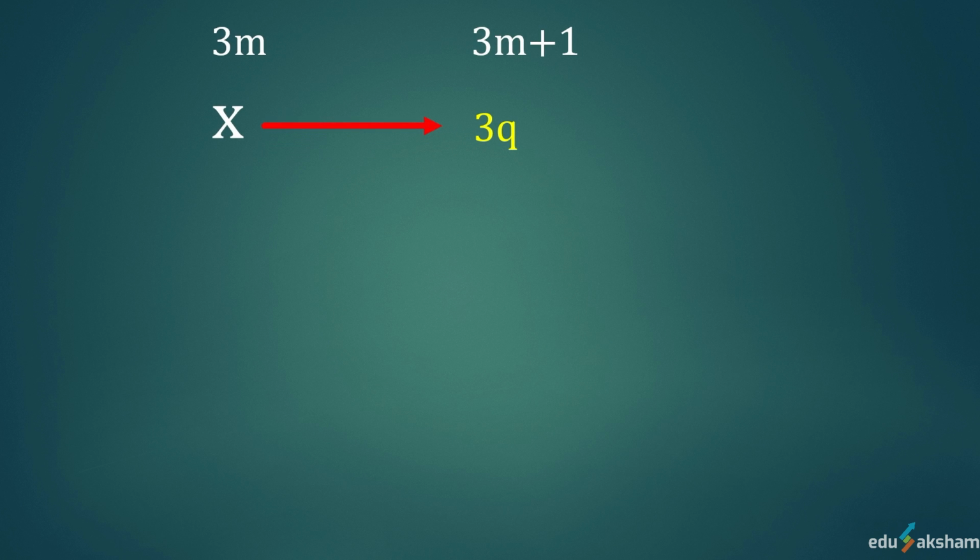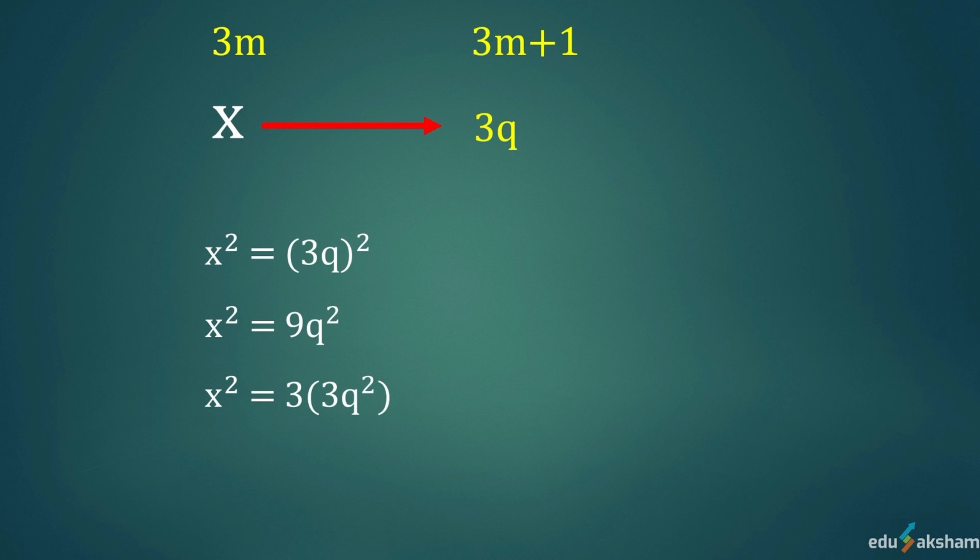In this question, we need to find the form in which x square, which is the square of a positive integer, can be represented. So to find the square of x, we will square both sides of the equation, which will give us x square equals 3q whole square. 3q whole square can be further written as 9q square. Now we need to show that x square can be written in the form 3m or 3m plus 1. So we must prove that x square must contain at least one multiple of 3. So let's see how we can do it. From 9q square we will take out 3, which gives us x square equals 3 times 3q square.